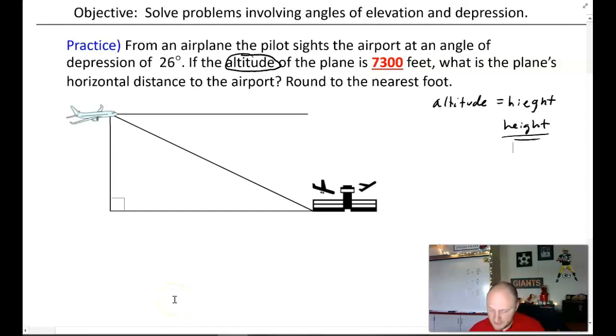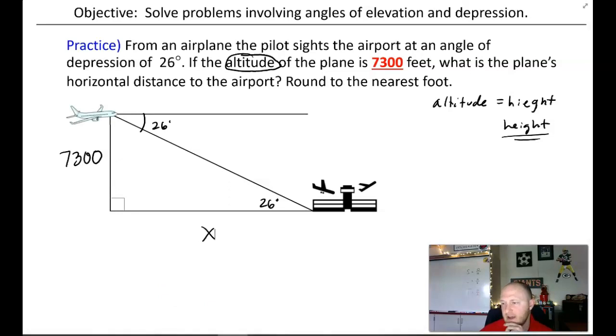Hopefully you tried this one. They tell us that the airplane has a pilot who sights an airport with an angle of depression of 26 degrees. Putting this inside our triangle, 26 degrees is down at the bottom. That's actually an angle of elevation from the airport up to the plane. It's the same thing. Then they say the altitude of the plane is 7,300 feet. What is the plane's horizontal distance to the airport? So you're trying to solve for this. If that confused you, pause the video and solve from here.